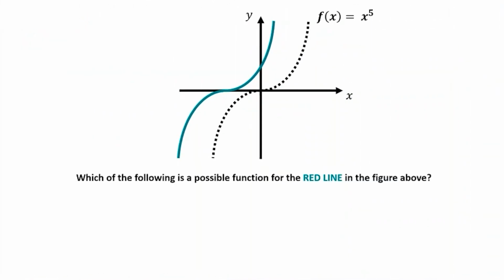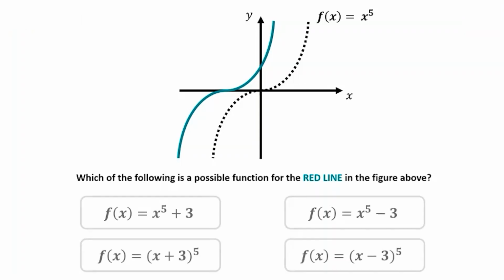Which of the following is a possible function for the red line in the figure above? Pause the video and play when you're ready for the answer.